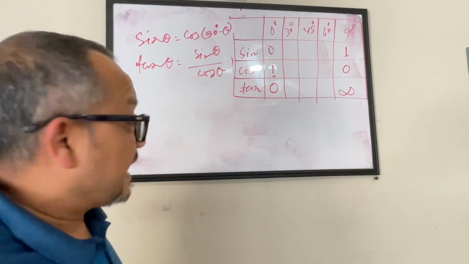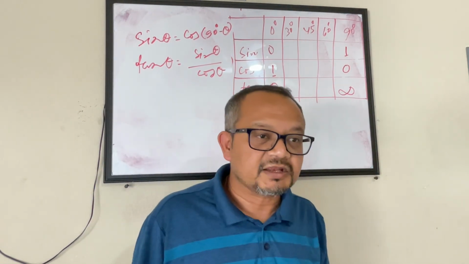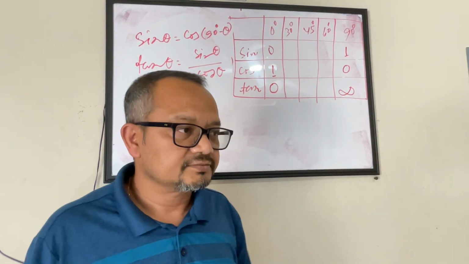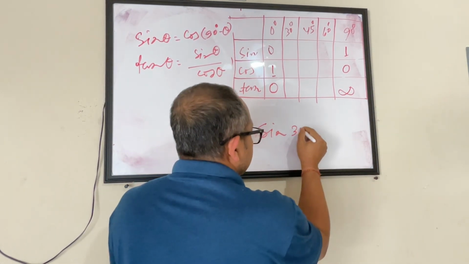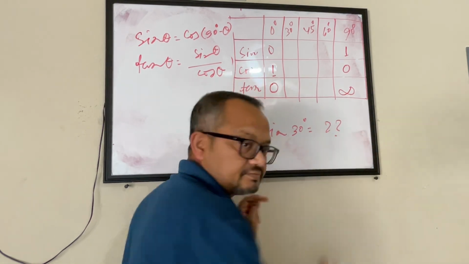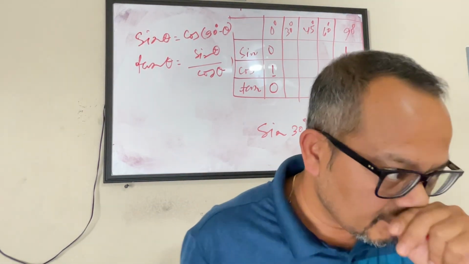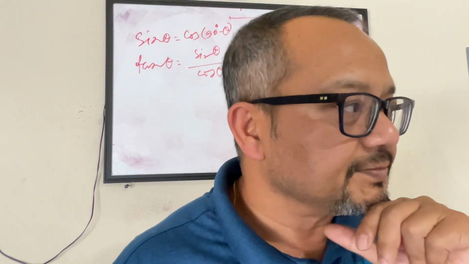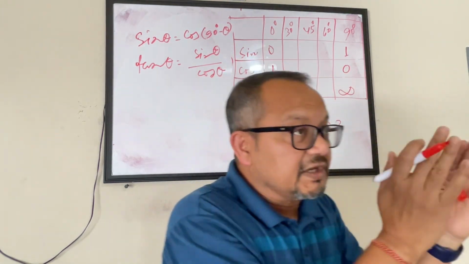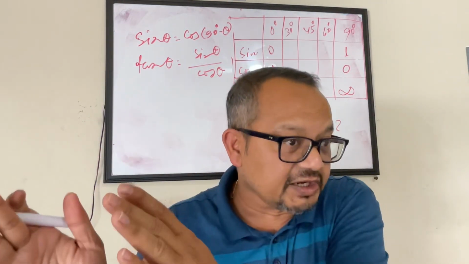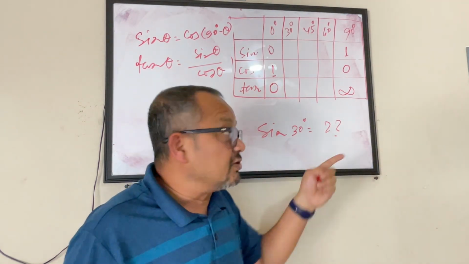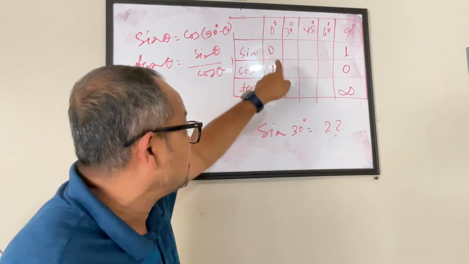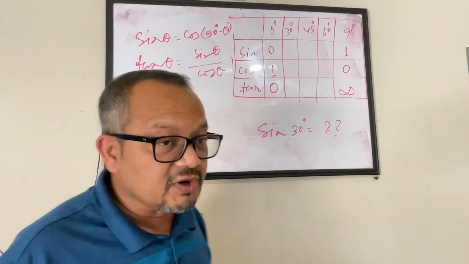Now, can somebody tell me how much is sine 30 degree? What is the value of sine 30 degree? Sir, it's 60. No, sine of 30 degree will be equal to cos of 60 degree. Yeah, cos of 60 degree. But I am saying, what is the absolute value? Like we found sine 0 is 0, sine 90 is 1. Can somebody tell me what is the value of sine 30 degree?